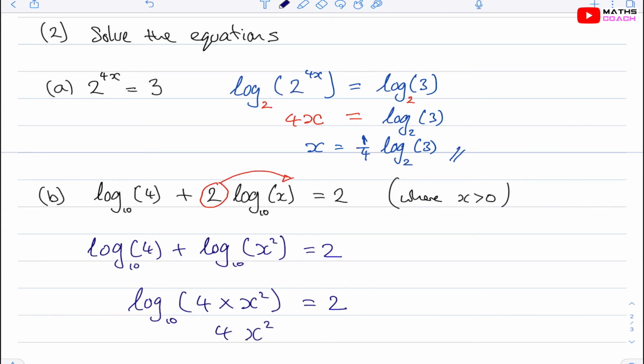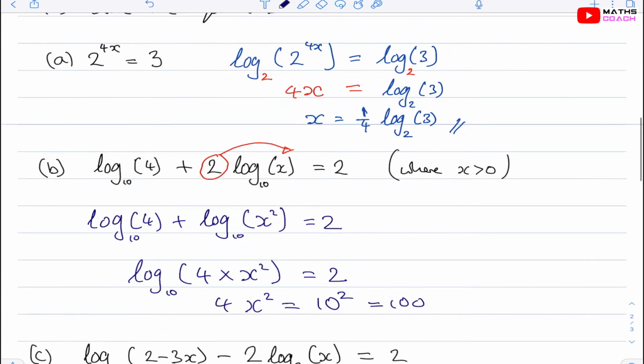Now if log of 4 times x squared to base 10 equals 2, what that means is 4x squared will be the same as 10 to the power of 2, which is obviously 100. Therefore x squared would be 100 divided by 4, that gives you 25. So our x would be equal to plus or minus 5.